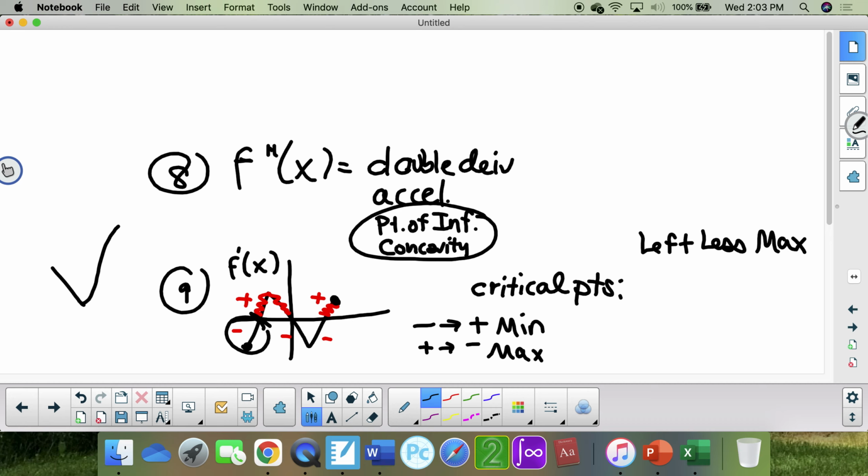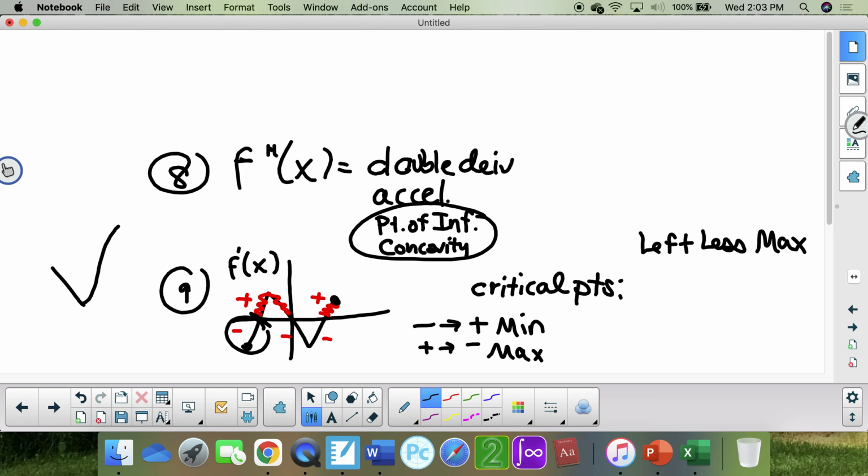Okay, moving on. Number 10, find the speed of something. Whenever they ask you to find the speed of something, it's the absolute value of velocity, right? That's all you have to write for speed. It's the absolute value of velocity. That's all you have to remember. You find the velocity and take the absolute value of it.